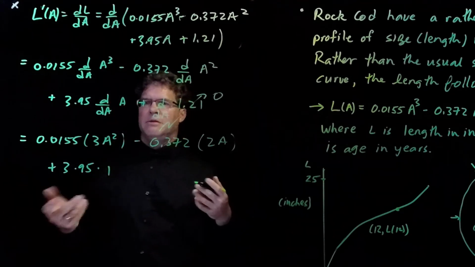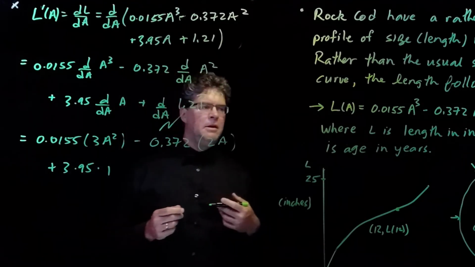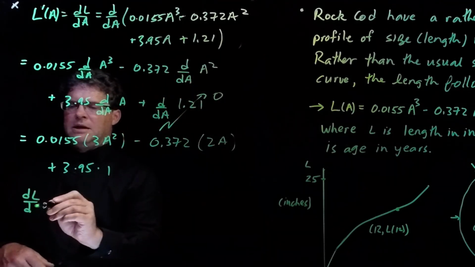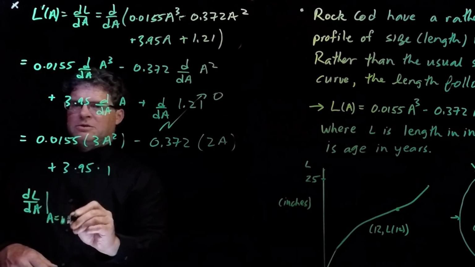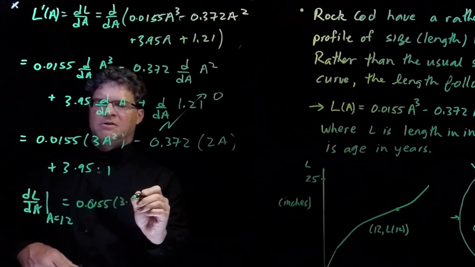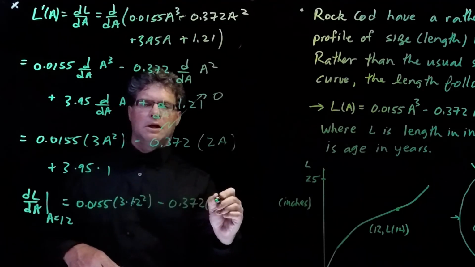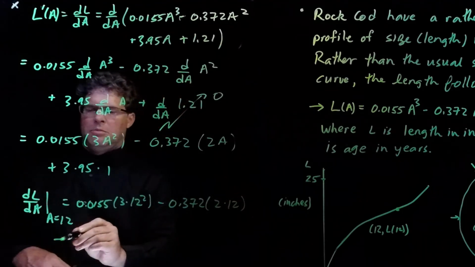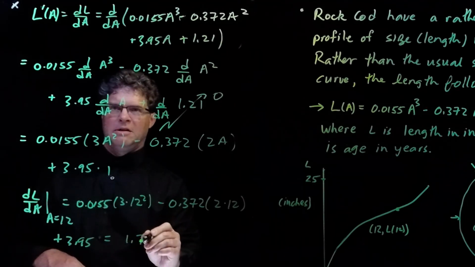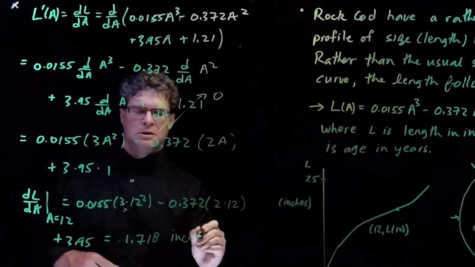We'd like to calculate the derivative at age equal to 12 years. So let's plug in 12. dL/dA evaluated at A equals 12 is 0.0155 times 3 times 12 squared minus 0.372 times 2 times 12 plus 3.95. And that turns out to be 1.718, and the units are inches per year.